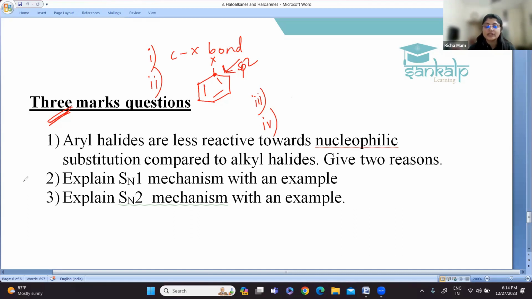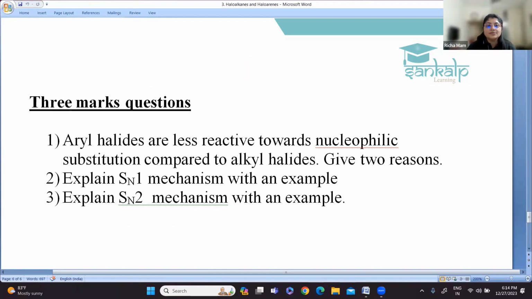Out of these 4 reasons, based upon the type of question, if the question is asked for 2 marks, write 2 reasons. If the question is asked for 3 marks, write 3 reasons. If you write one additional reason also, and any one of the above reasons is wrong, then the extra one you have written will be counted. So if you know all the reasons, please write all of them, and you can get good marks there.